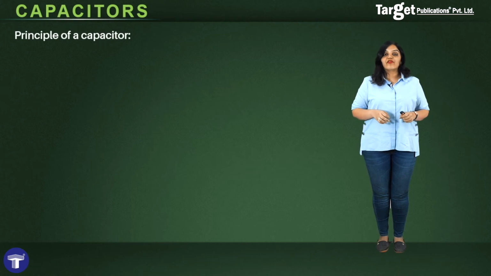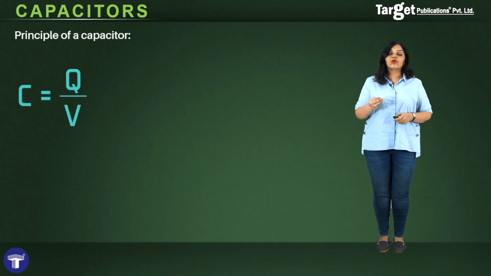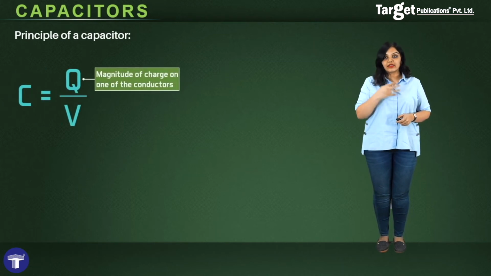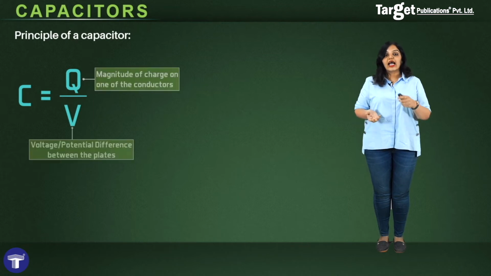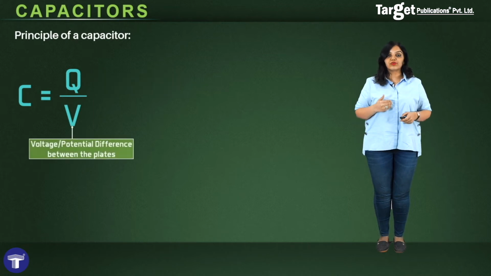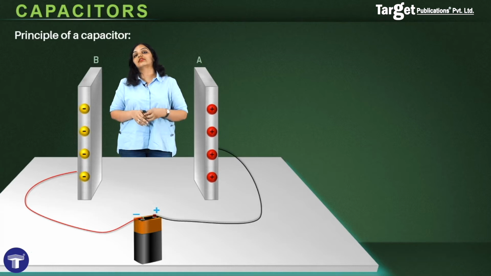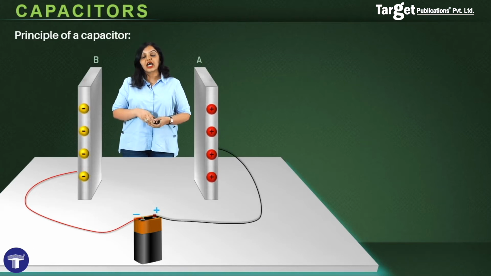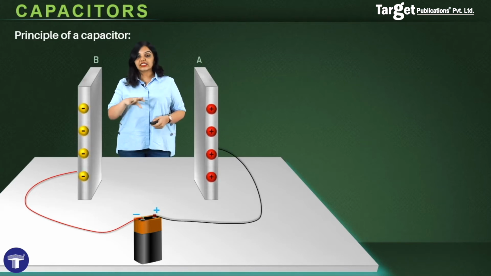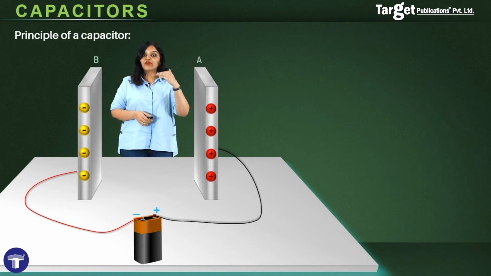Finally, I want to give you the formula for capacitance, that is C = Q/V, where Q is the magnitude of charge on either of the conductors and V is the potential difference, or the voltage, between the plates. I also want to say that the charging of a capacitor takes place up to the same potential difference as that of the battery. So if you charge a capacitor with a 5-volt battery, then the voltage between the plates will reach 5 volts.